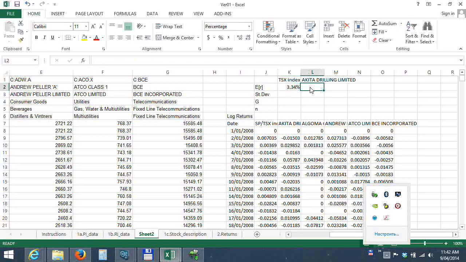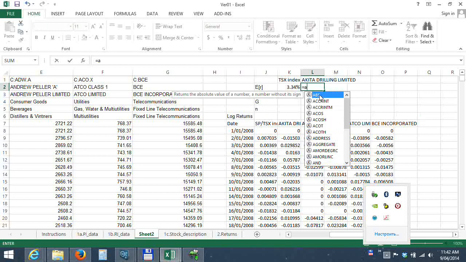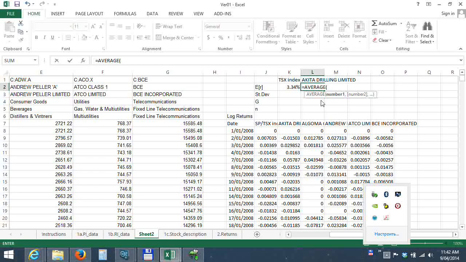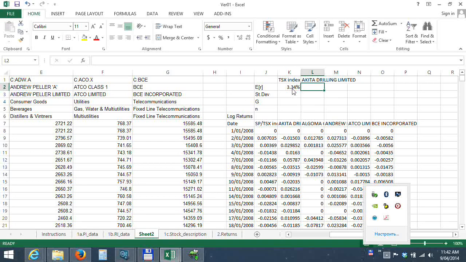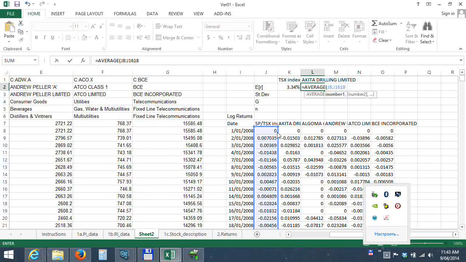I can do exactly the same for Akita. I'm going to take the average and use the reference here. It's easier to modify it slightly than selecting the data every single time. Paste it here, but I'm going to shift it for Akita, and also multiply it by 250 to represent it in the annual form. Now the factor 250 is selected as ad hoc. You can use 250 or 255 or find the actual number of trading days available in that particular year.